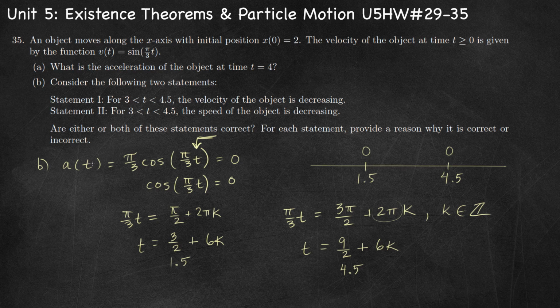So now if I put 3 into my acceleration, pi over 3 times 3 is just pi. The cosine of pi is -1, so I get a -1 times pi over 3. That's negative. So acceleration is negative here. And we're asked specifically what's happening between 3 and 4.5. So between 3 and 4.5, I can see that my acceleration is negative. So a of t is less than 0, therefore v of t is decreasing. That means statement 1 is true.